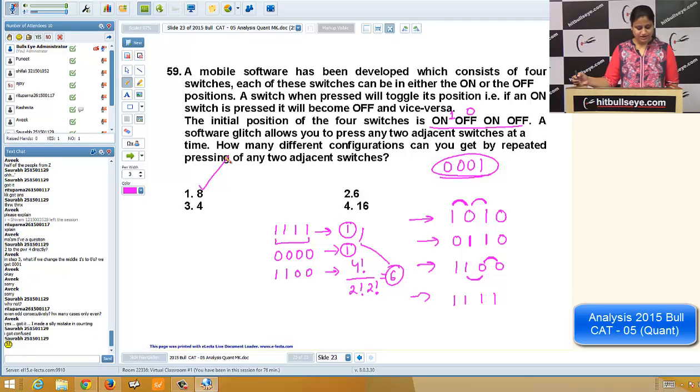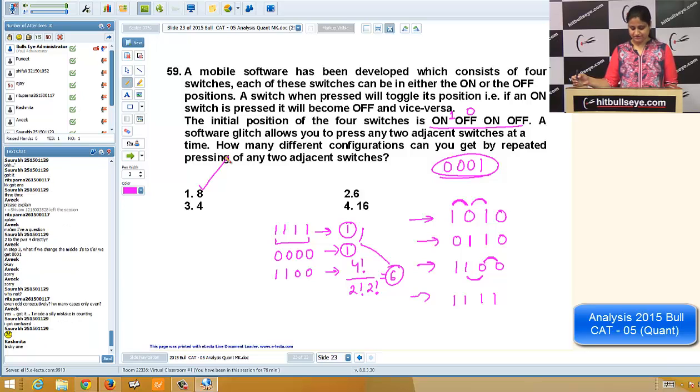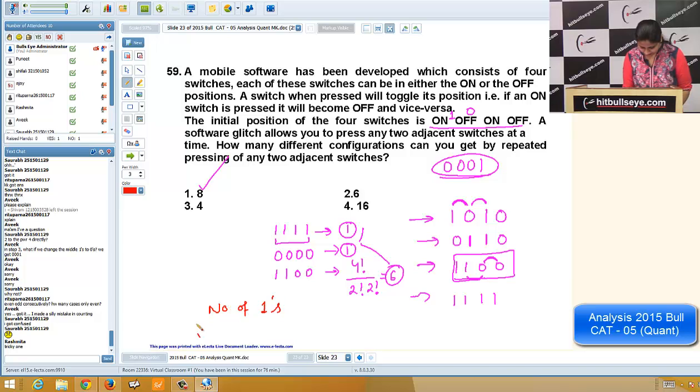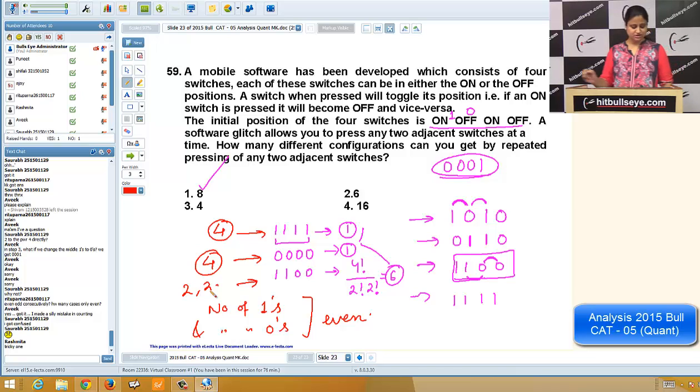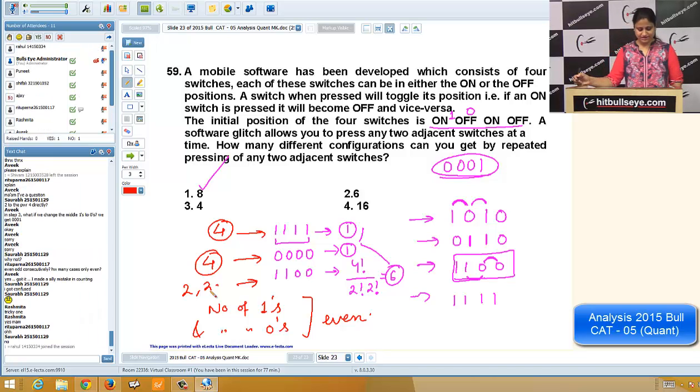Rituparna, we are not saying that the even and odd should be consecutive. As you can see in the third case, first I'm getting two 1s and then two 0s. The idea is that the number of ones and the number of zeros should always be even. So I'm considering the number of ones to be 4, the number of zeros to be 4, or the numbers of ones and zeros to be 2 each. Is it okay, Rashmita and Saurav? If you still have any problem in question number 59, just write down the doubt in the chat box.